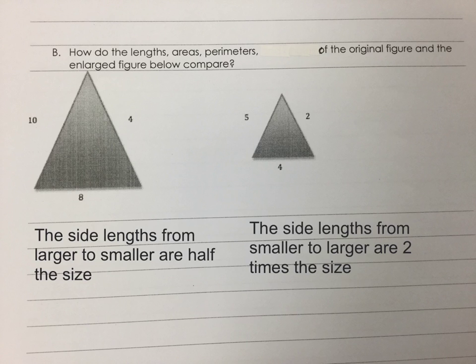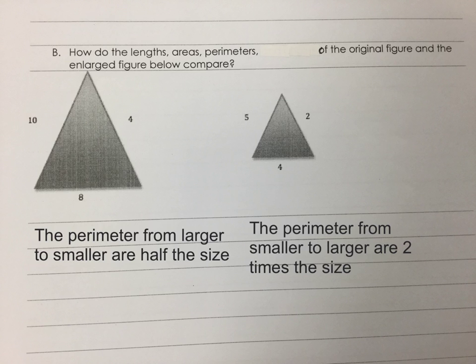All right, so if you look at the side lengths, you're going to notice that if you go from the larger triangle to the smaller triangle, you have to cut all the side lengths in half. Versus, if you look at the smaller one first and then the larger one, you have to double the size of all of the side lengths. So there are 2 different comparisons you can actually do here, from bigger to smaller or from smaller to bigger.